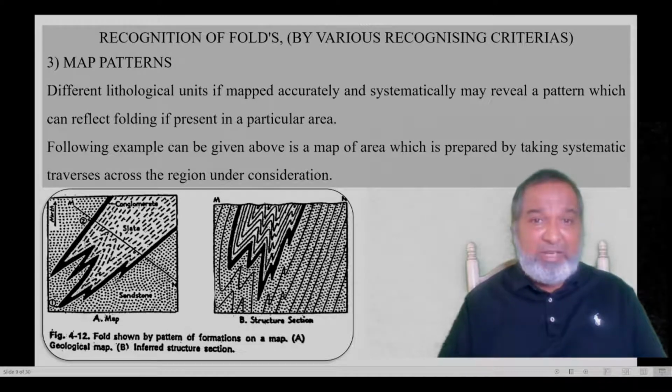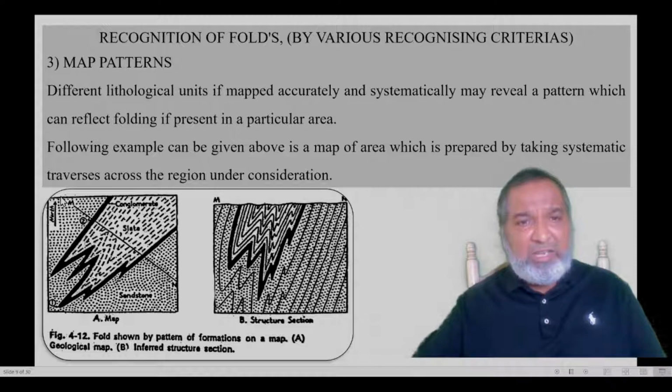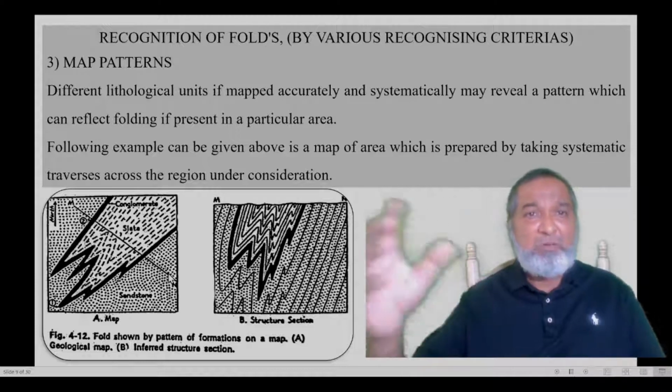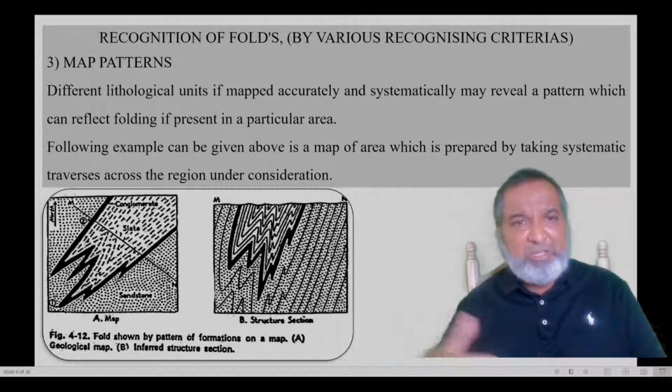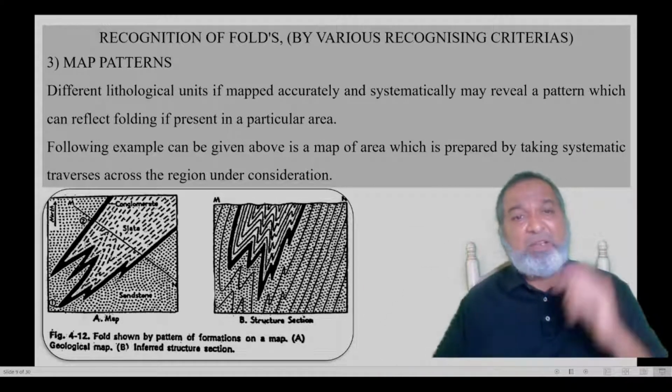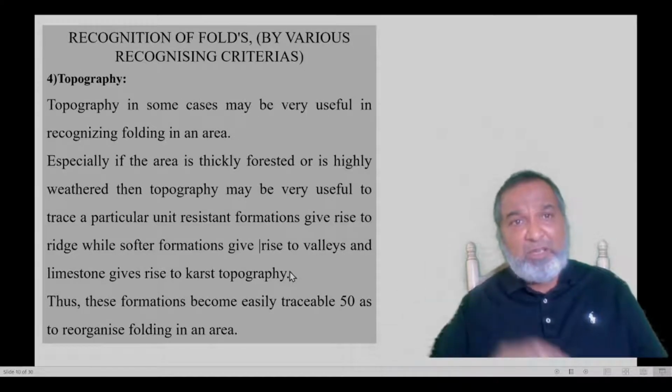Map pattern, that is the next one. Whatever maps we are going to get, in that map along any section you can plot this one and find out what lithology we are going to get and what type of structure, where the repetition is there. And plotting this one, we can find out what type of structure is there, that is a geological one. This is the structural section which has to be made out.